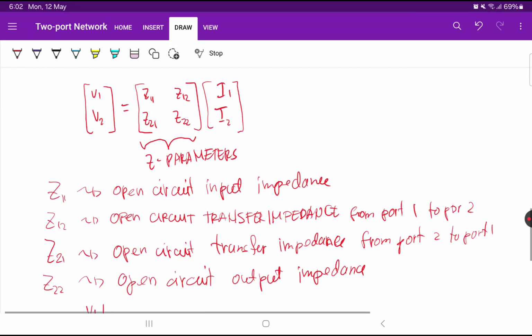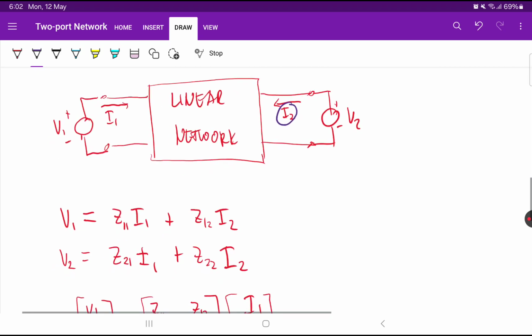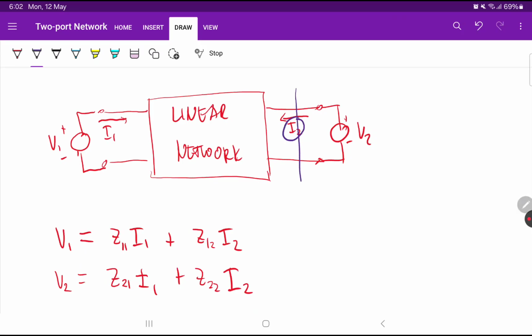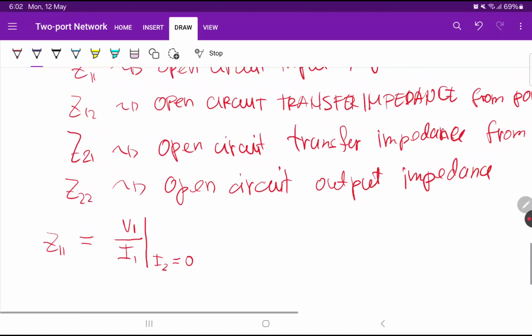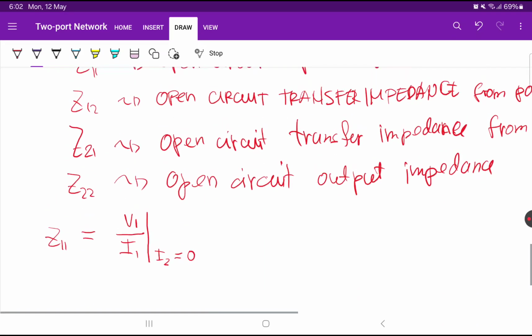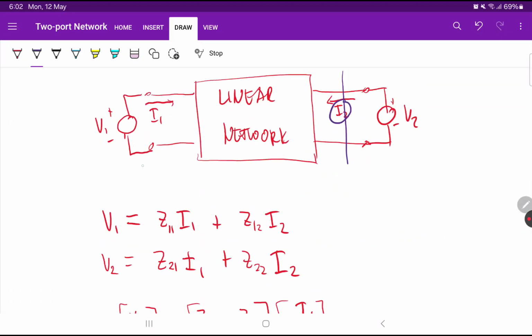What does it mean? How do we make I2 equal to 0? If you look at the diagram, this is I2 here. So how do we make it 0? We just make it an open circuit. When it's an open circuit, the current is equal to 0. So we just remove the output in this part, then divide V1 by I1, and that will be our Z11, which is called the open circuit input impedance. That's why it's called open circuit input impedance, because we're looking at the impedance at the input side by removing the output.